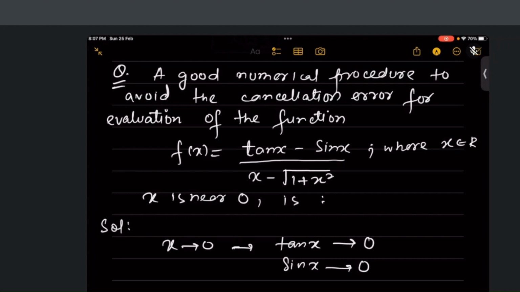Another way is... I don't know, is it right? Madam, first we multiply and divide by x plus root of 1 plus x square. Noise is coming from your side. I'm not able to hear you properly.